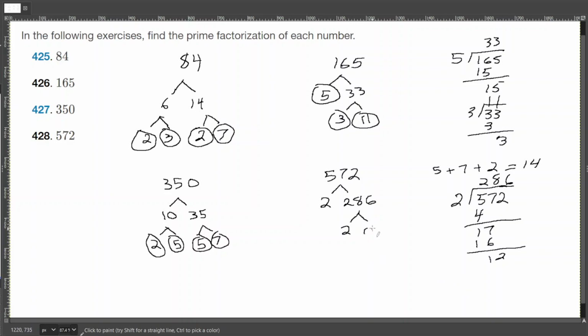You might say, how did I do that so fast? Well, what's half of 2? 1. What's half of 8? 4. What's half of 6? 3. Right? But if you don't believe me, we'll go ahead and divide again.